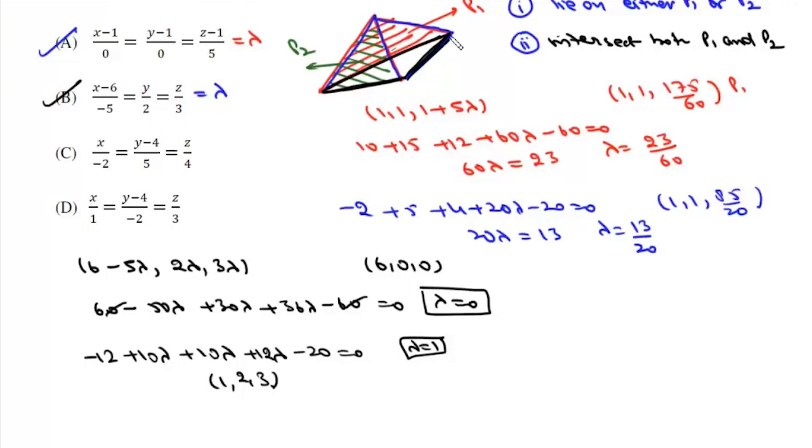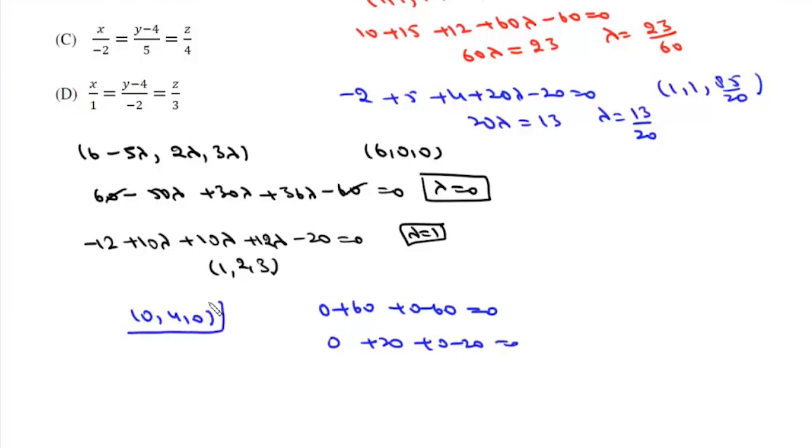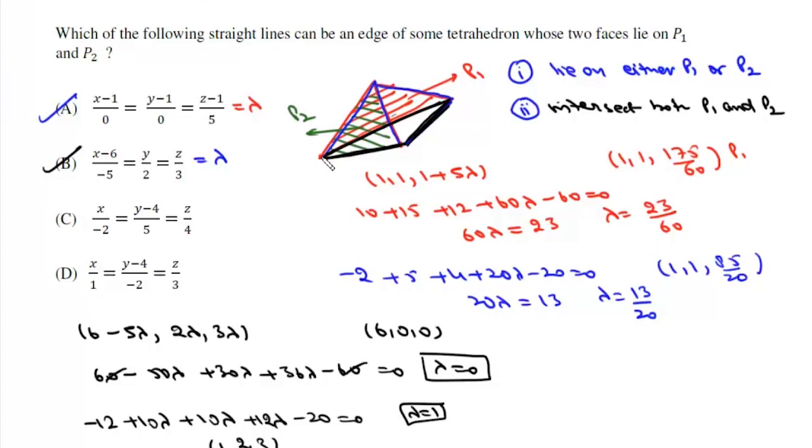Now we'll come to C and D. Now for both these lines, the point is 0, 4, 0, and if we put 0, 4, 0 in this first equation, we'll get 0 plus 60 plus 0 minus 60 equals 0, and for the second equation we'll get 0 plus 20 plus 0 minus 20 equals 0. That means this point lies on both the planes. So basically this line has a point which lies on the line of intersection of both P1 and P2.